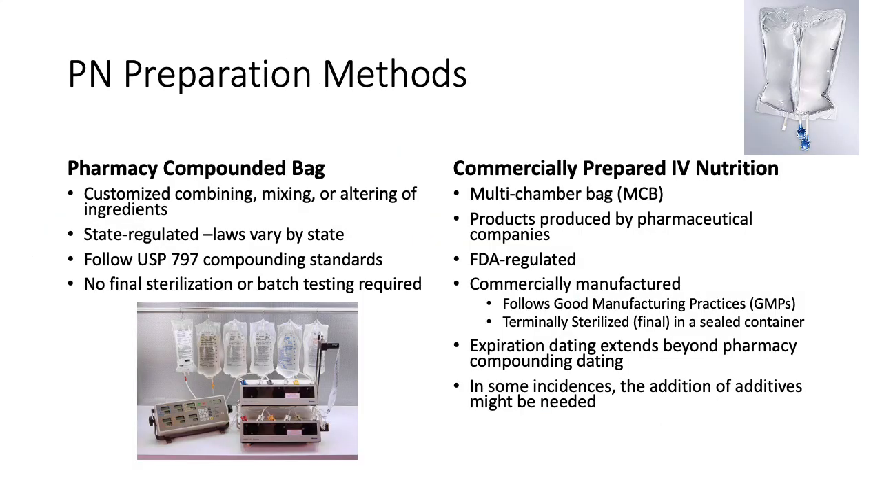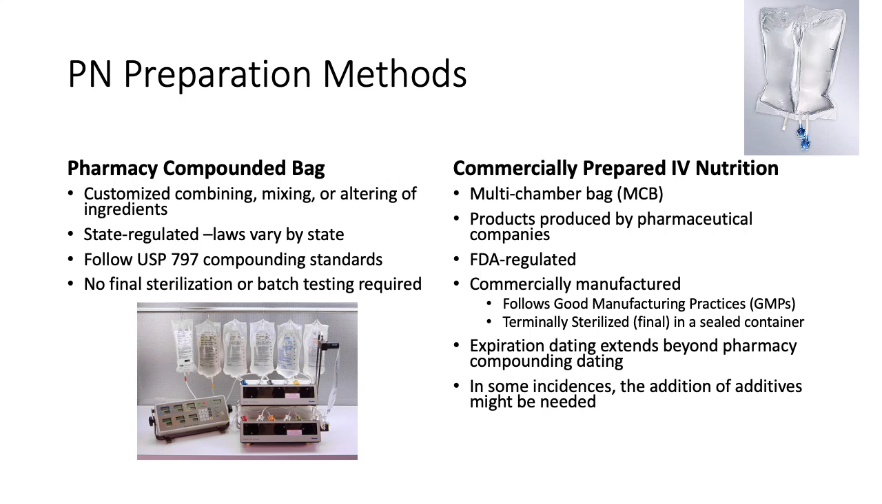So PN can either be compounded by the pharmacy or it can actually come as a commercially prepared IV nutrition mixture. For a pharmacy compounded bag, this allows complete flexibility of the content, and it's sometimes called customized PN, but you get to control the volume, the macronutrients, electrolytes, vitamins, minerals, etc. It is state regulated, laws vary by the state, and then they follow very strict compounding standards, and there's no final sterilization or batch testing required.